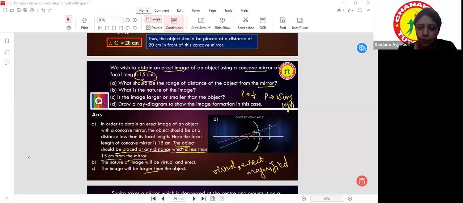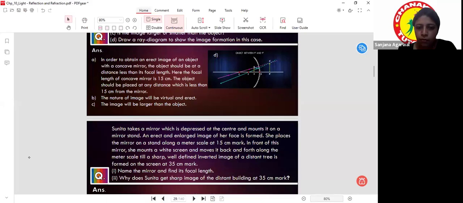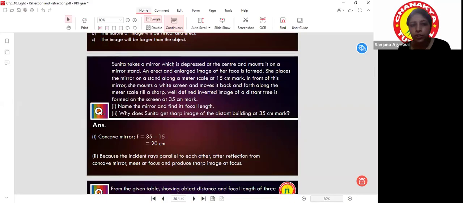Okay. Read out the question, children. Sunita takes a mirror which is depressed at the center. Can you tell me what type of mirror it is? Depressed at the center, and mounts it on a mirror stand and an erect, enlarged image of her face is formed. She places the mirror on a stand along a meter scale at the 15 centimeter mark. So on the meter scale, she has not taken 0, but the 15 centimeter mark.